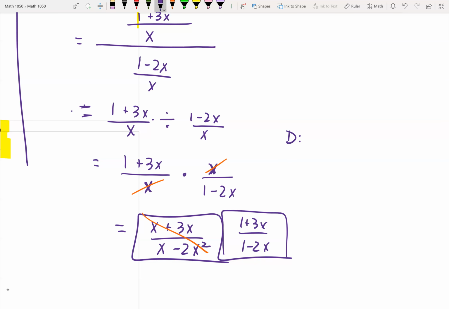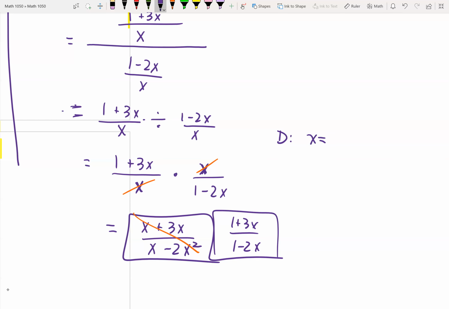So domain, you can tell from that answer that x cannot be equal to a positive 1/2. And if you look throughout the whole problem, another restriction is x cannot be 0. And you are allowed to write it like that, with a cannot be equal to, and then just put a comma. Okay?